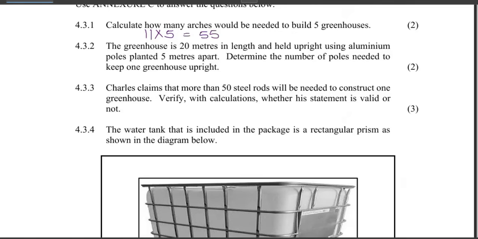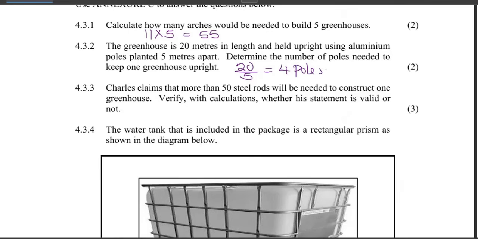Then the greenhouse is 20 meters in length and held upright using the aluminium poles planted 5 meters apart. Determine the number of poles needed to keep one greenhouse upright. The number of poles. So this is so simple. 20 divided by 5. And we say what? 4 poles. Because each is going to be 5 meters apart.